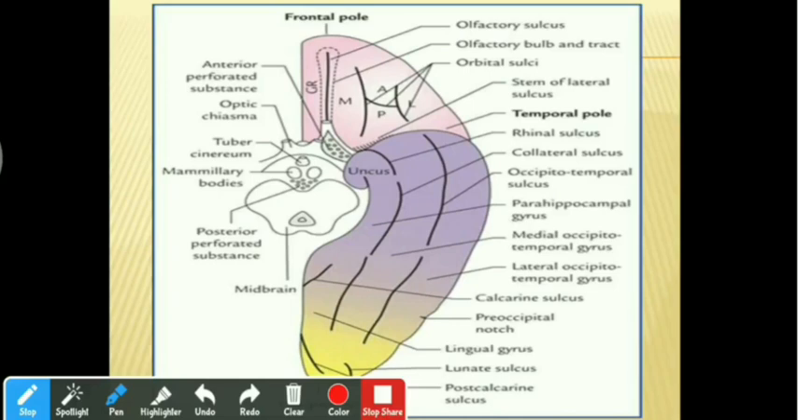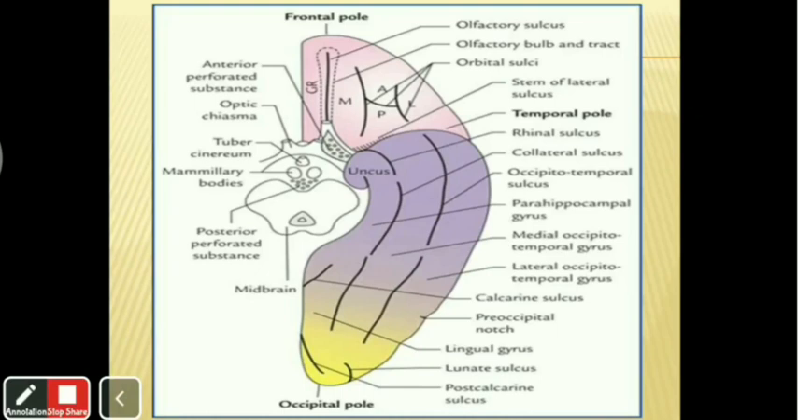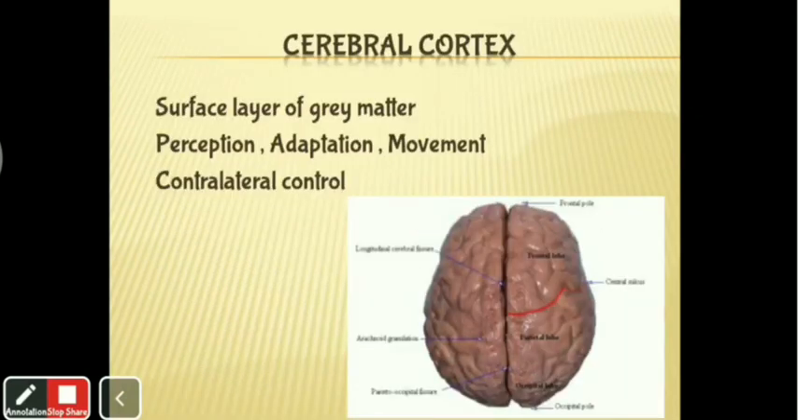And the calcarine sulcus, which we have seen in the medial surface, will end a little bit here inferiorly. So the area between the collateral sulcus and the calcarine sulcus is called the lingual gyrus. And the lingual gyrus will extend anteriorly as the parahippocampal gyrus. So now we have finished the sulci and gyri. Now let's go into the cerebral cortex.